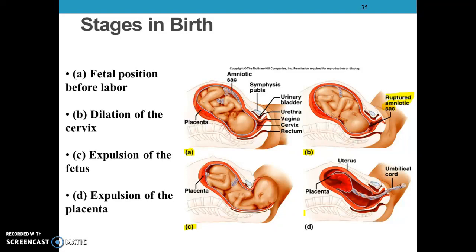It's also why sometimes newborns have heads that are kind of cone-shaped, because the skull bones have kind of been compressed towards each other, and it takes a while for the skull bones to go back to their original shape.